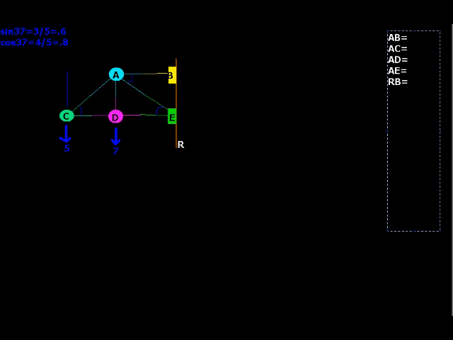Okay, C is touching A, but we already have that. So C is touching D, CD. What is D? D is touching C, we've got that. D is touching A, we've got that. D is touching E, so DE. And then E, we've already got all the rest of these. We already have AE and DE. So all that's left is RE, right? The reactant force on E.